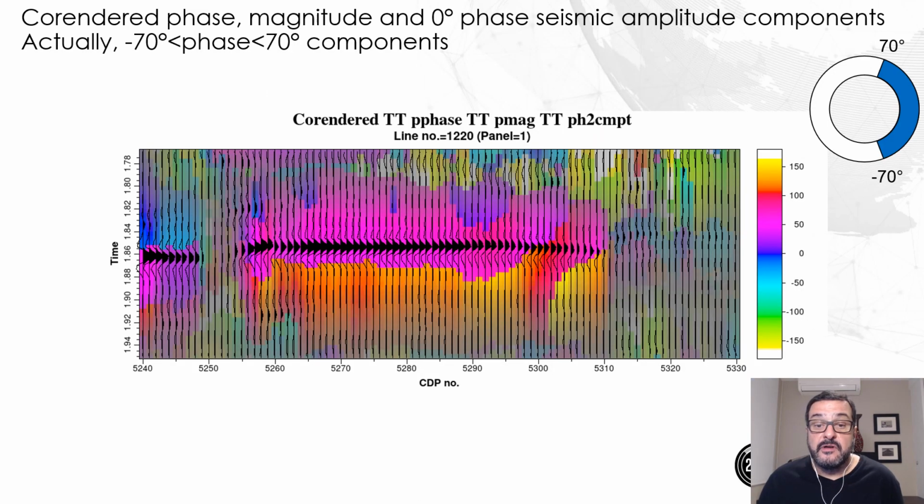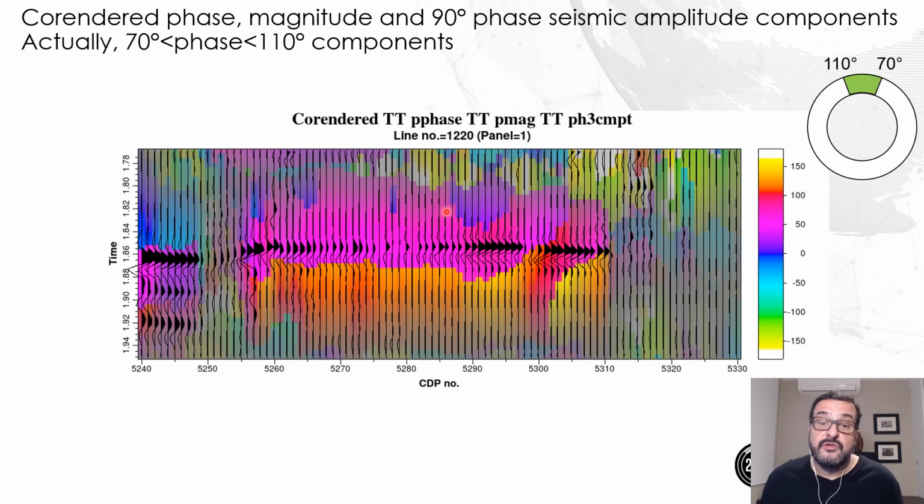As we did before for the wedge model, here we rendered the local phase, local magnitude, and as we go, the phase components, the 0-degree phase components actually around this phase range. And we can clearly see the phase rotation above and below the target region, and also the phase rotation laterally from this magenta color to this green color on both sides around the flat spot here.